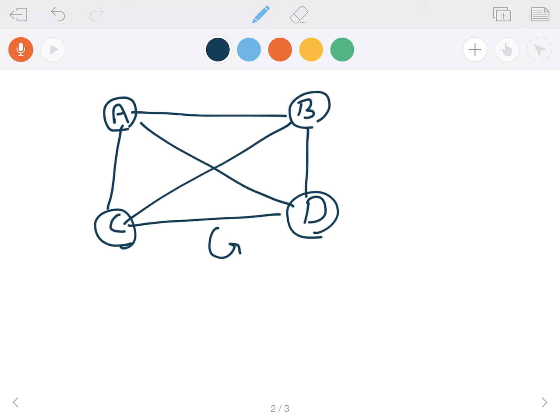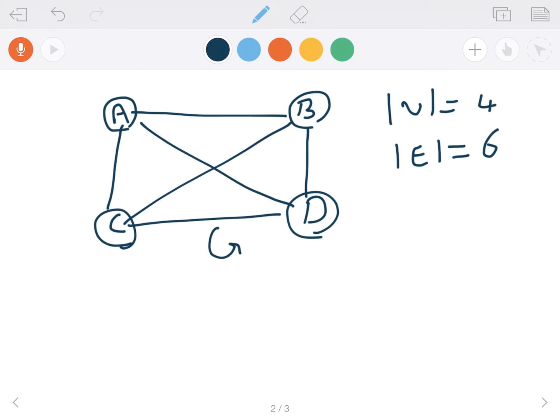So every node is connected to exactly n minus 1 other vertices, where n is the number of vertices in the graph. In this graph, the number of vertices is equal to 4, meaning that's how many nodes we have. And the number of edges is equal to 6. You may ask how we get that number 6.